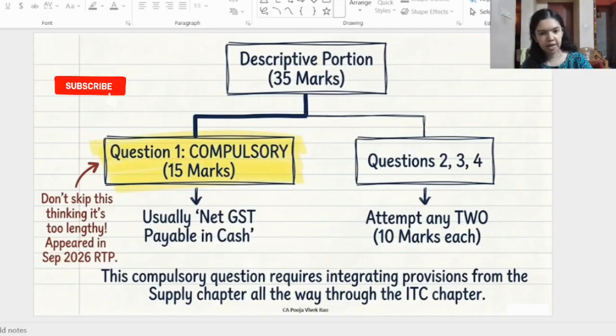relating to net GST payable. The BOS session specifically highlights the importance of the question involving net GST payable in cash, because this is usually asked in the compulsory question. This question generally requires integration of provisions from the supply chapter through the ITC chapter. And the session also points out that this concept appears in the September 26 RTP as well. So please don't leave this topic thinking it's too lengthy, I'll skip it. You have to practice it properly because this will come as a part of the compulsory question.